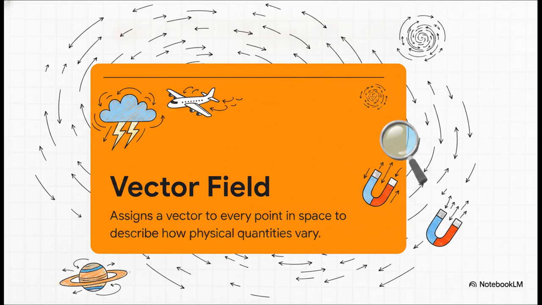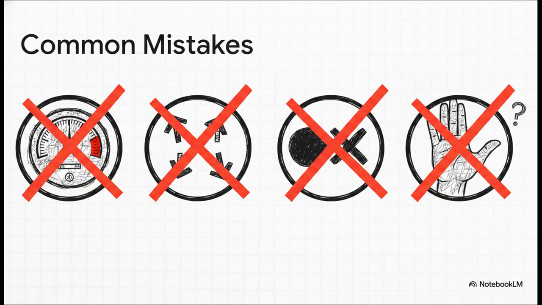A vector field assigns a vector to literally every single point in a region of space. Imagine a room filled with infinite tiny arrows, showing the exact speed and direction of the wind at every single millimeter. That is a vector field, and it forms the mathematical foundation for fluid dynamics, Maxwell's electromagnetism, and even general relativity. Before I officially dismiss you, take a very close look at these common exam pitfalls.